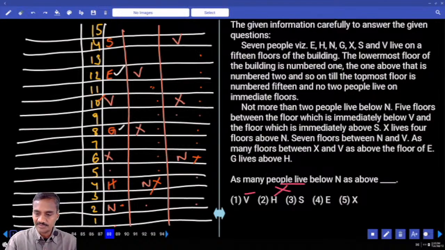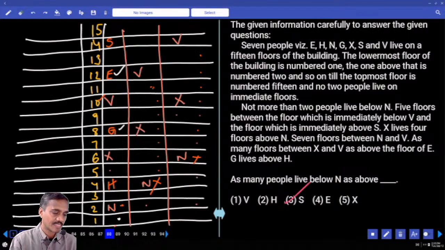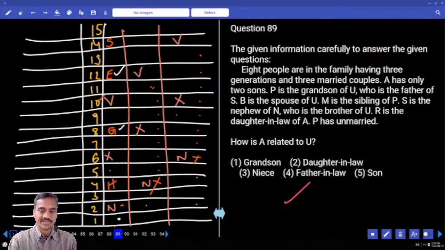The next one, 88. Now as many people below N, above. Below N, how many is 0? Above whom there is 0? Yes, that is choice 3, question number 88. The next one, 89 onwards.